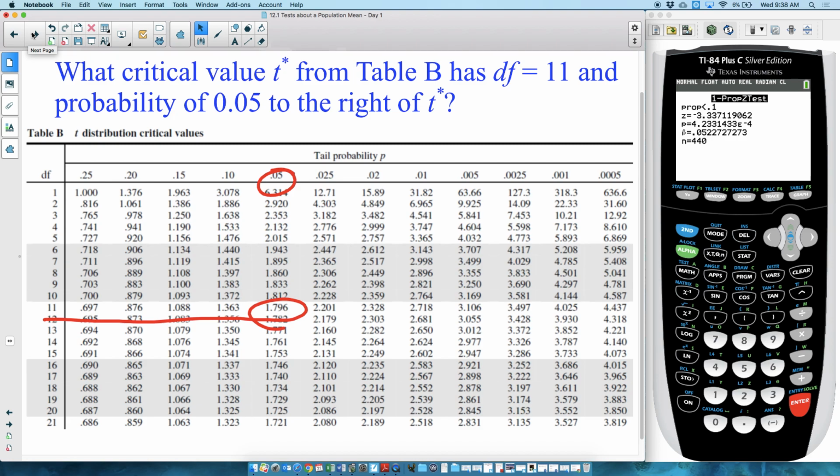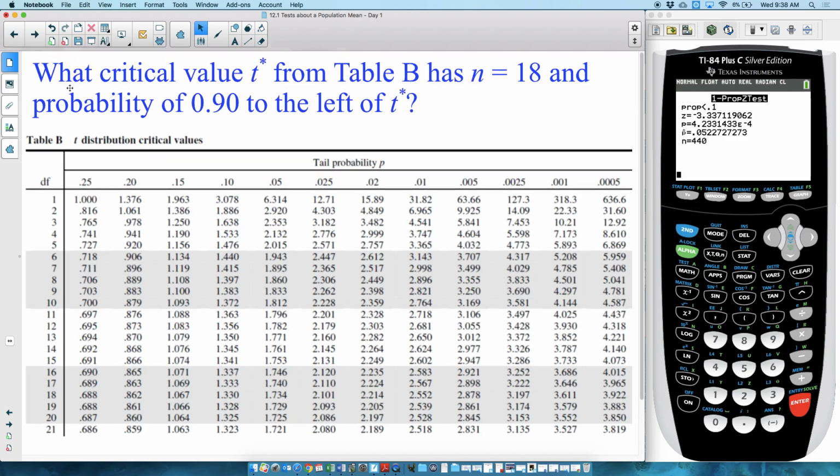So let's try the next one. How about this? What critical value, T star, from table B has n equals 18 and a probability of 0.9 to the left? So two things I changed here. What did I change? It's not degrees of freedom anymore. So if n is 18, then what is the degrees of freedom? 17 degrees of freedom. Should have said what are the degrees of freedom, okay?